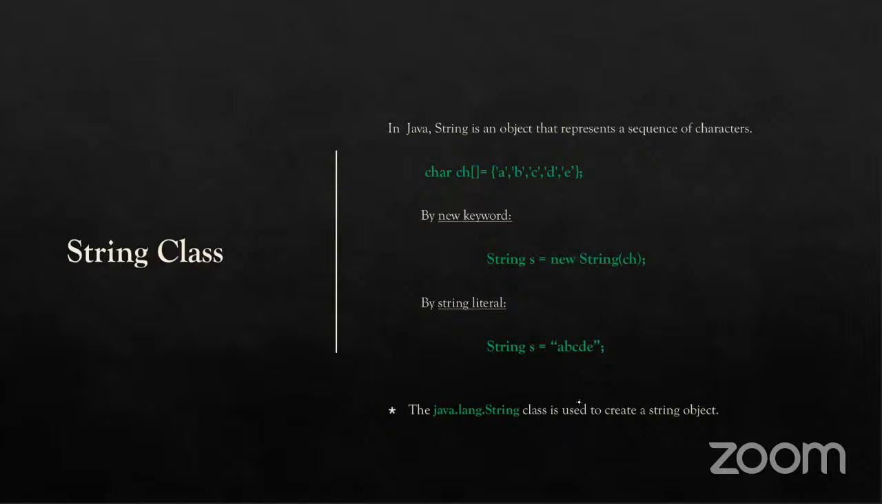So I think this is clear: how a string object is created, and the basic difference between the new keyword and using a string literal. The only difference is memory management. Okay, let's move on to the program.